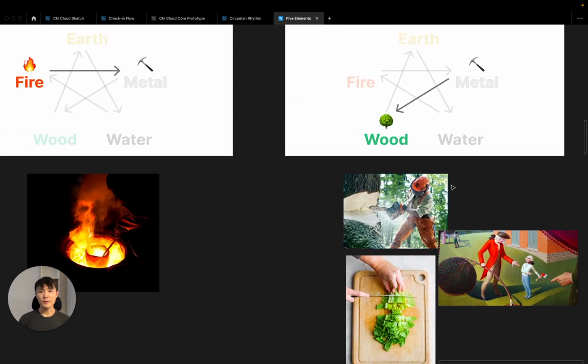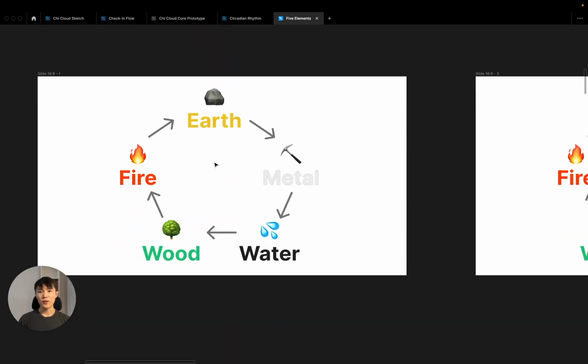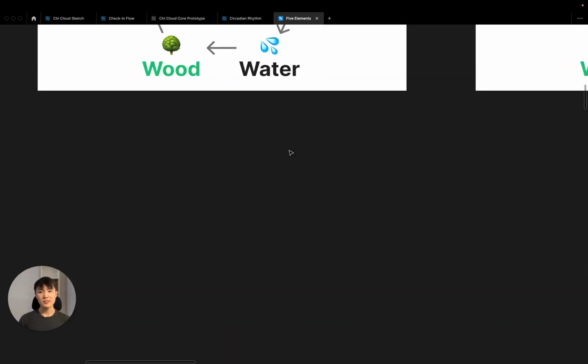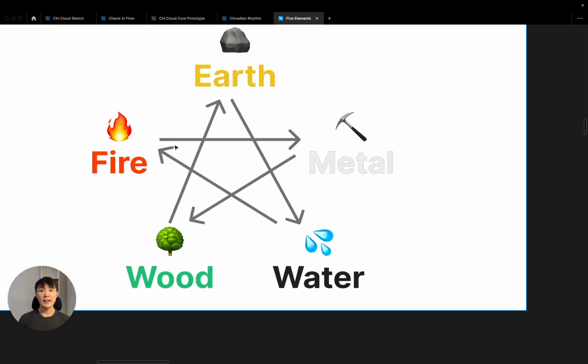So with that, in this video, we went over the five elements. We went over the generation cycle and the destruction cycle. In the next video, we're going to go over the diagnosis and treatment implications with the five elements.